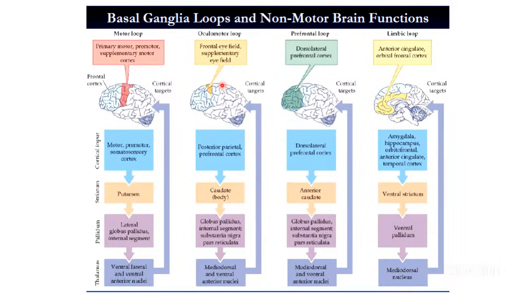And also you'll get the dorsolateral prefrontal cortex being affected, so the prefrontal loop is affected. When these two loops are affected, you get cognitive impairment as well as impaired initiation of saccades, because the frontal eye fields are important for the initiation of saccades. That is where the role is.